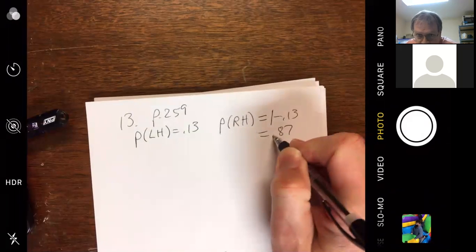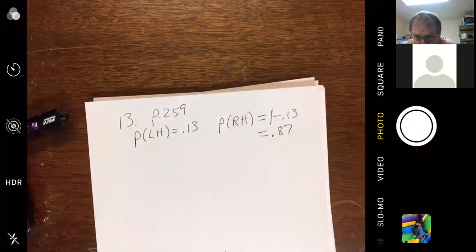Can you see the 0.87? Yes, Professor. I think it's my internet, so I switched to Wi-Fi and it's better now. Okay, so things are a little quicker now? Yes, it is. Okay, very good.